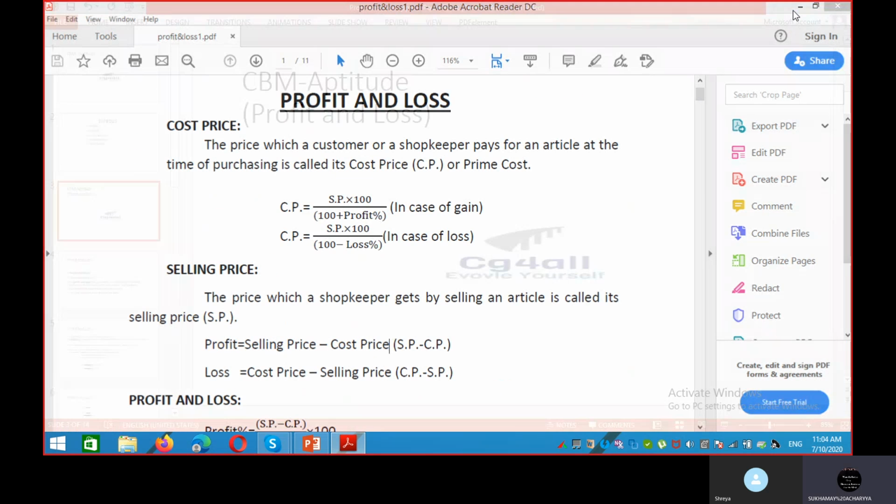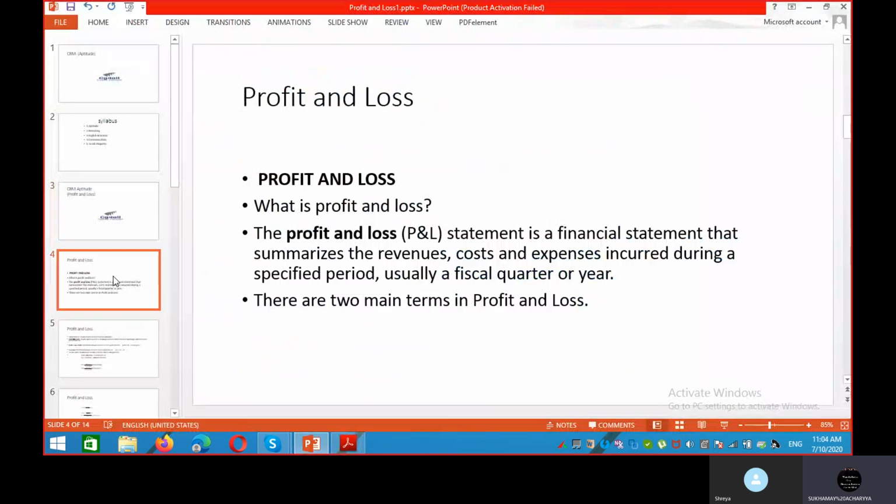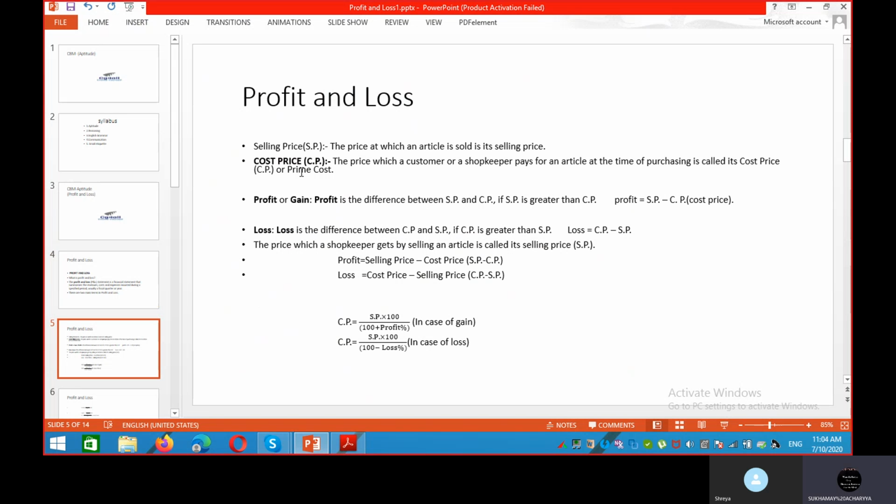Now we will discuss profit and loss. What is profit and loss? The profit and loss is a financial statement that summarizes the revenues, costs and expenses incurred during a specified period, usually a fiscal quarter or year. There are two main terms in profit and loss, that is selling price and cost price. Selling price, the price at which an article is sold, is its selling price. What is cost price? The price at which a customer or a shopkeeper pays for an article at the time of purchasing is called its cost price or prime cost.